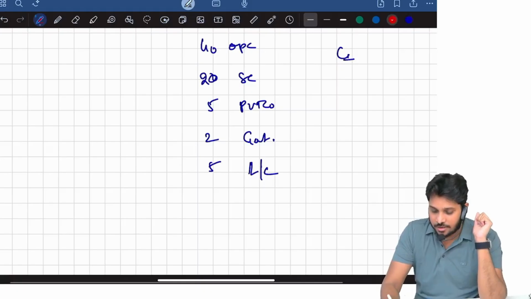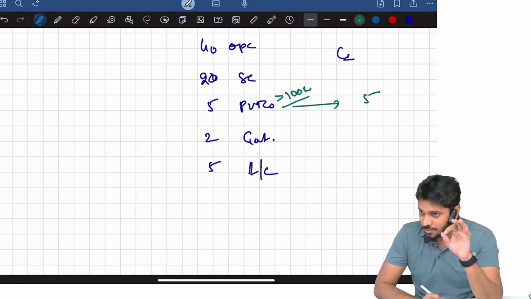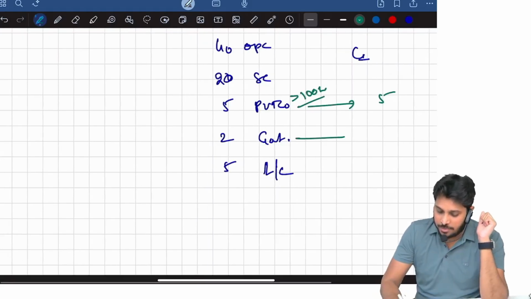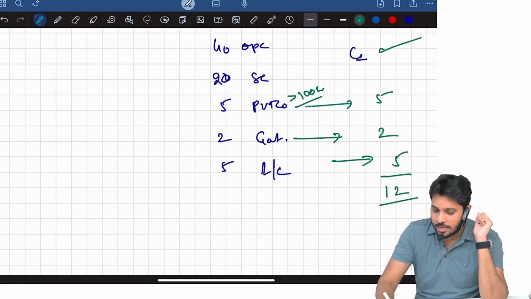Under the Companies Act, if you see what all are counted: private limited company, assuming these are all more than 100 crore paid up capital, this 5 will be counted, 2 will be counted, and even listed companies 5, totally 12. Under the Companies Act I am satisfied.